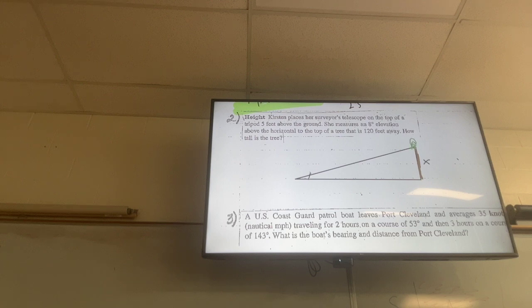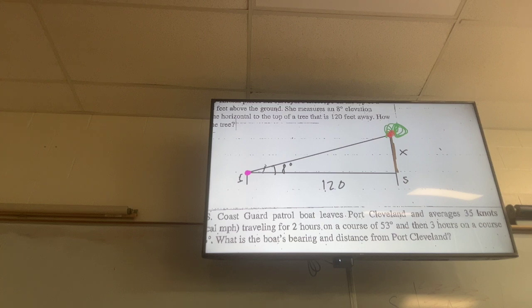What's going on is they're making all the observations of the height of the tree from a surveyor's telescope. I'm going to draw a little pink dot. The surveyor's telescope is right there. Everything they're measuring is already 5 feet above the ground, so we've got to draw everything on a 5-foot platform. The tree's 120 feet away, and it's an 8-degree angle of elevation. So the height of the tree is not just X, it's going to be X plus 5.